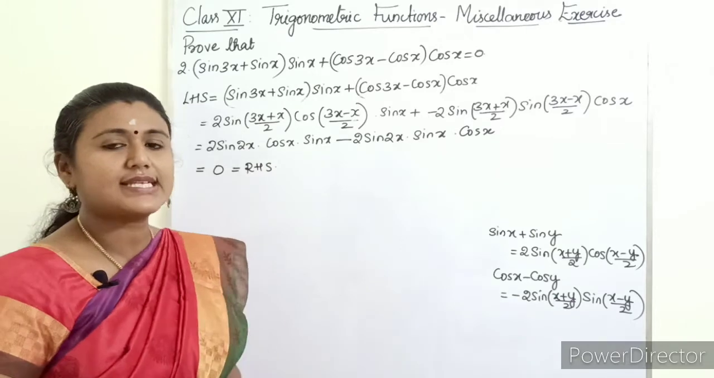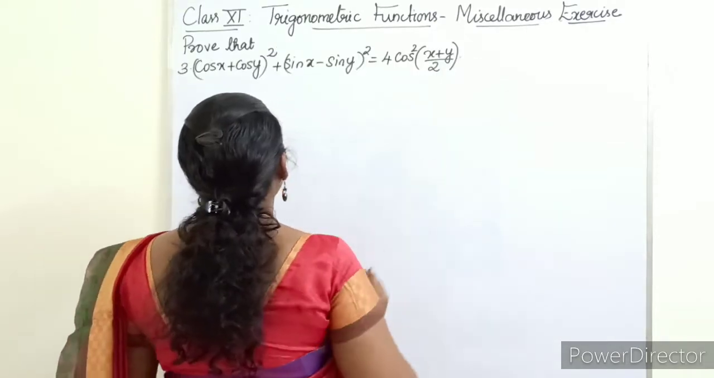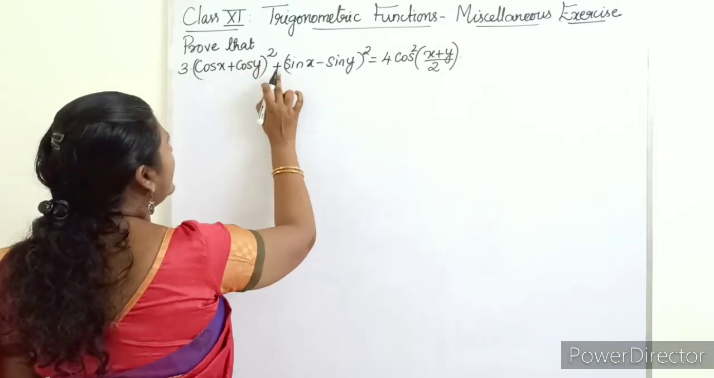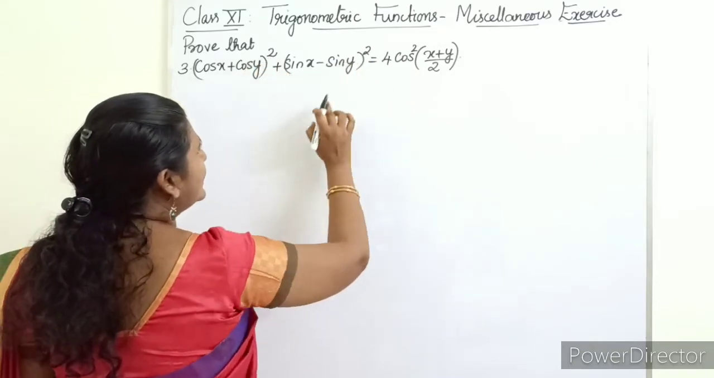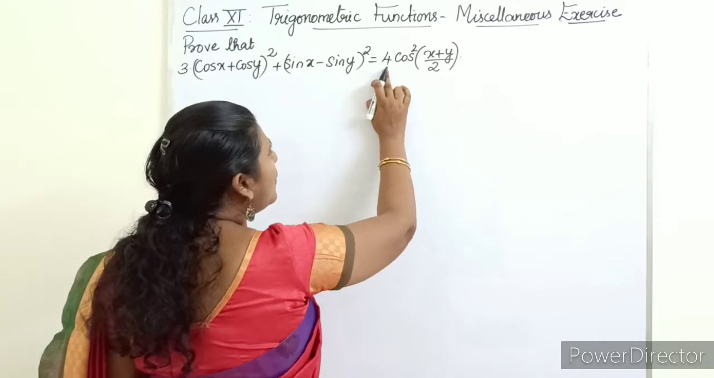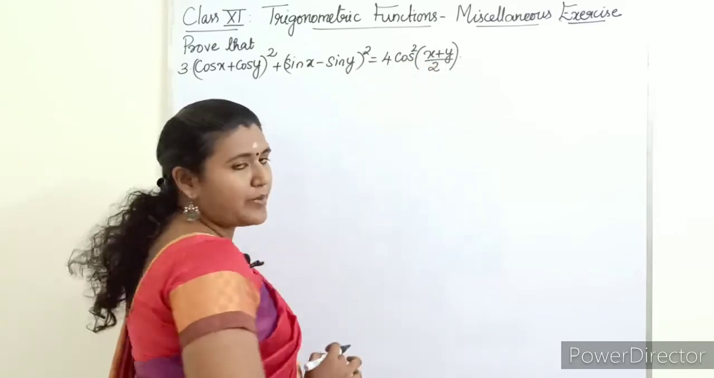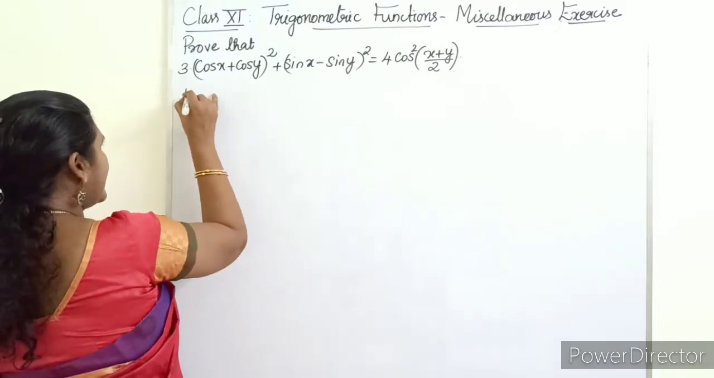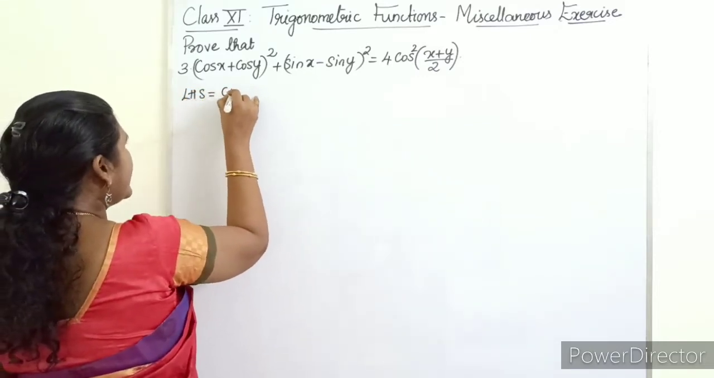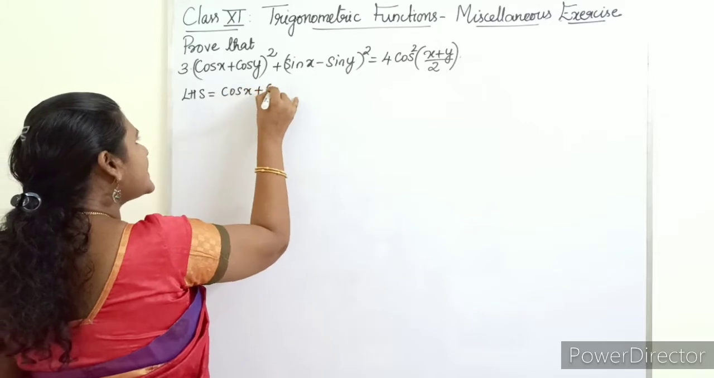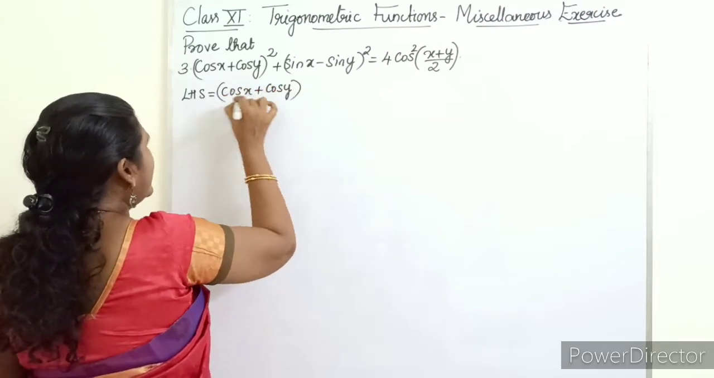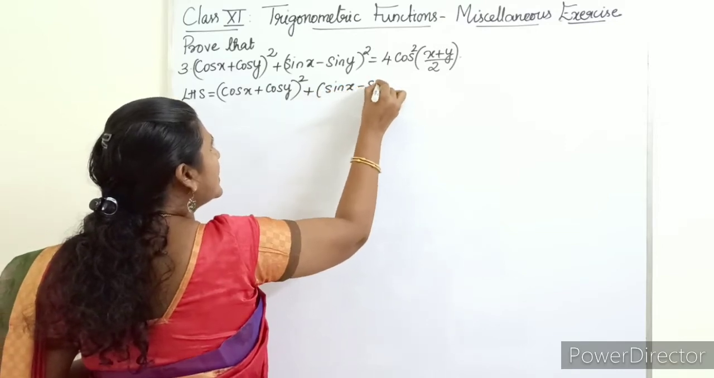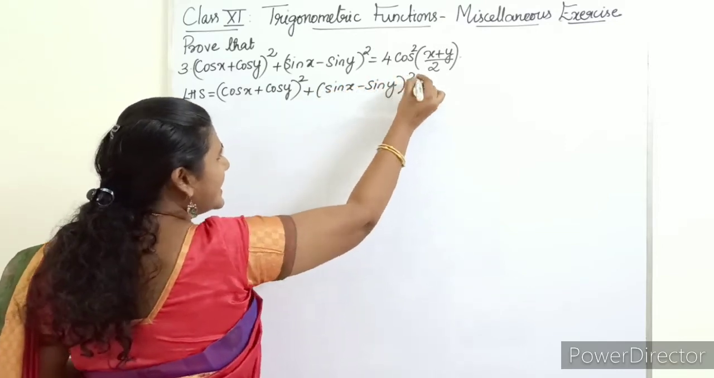Okay, now we will see the third question. Now question number 3, (cos x plus cos y) the whole square plus (sin x minus sin y) the whole square equal to 4 cos square (x plus y) by 2. So this is what we have to prove. So here we will start with our LHS expression. So left side we have (cos x plus cos y) the whole square plus (sin x minus sin y) the whole square. So this is the left side expression.